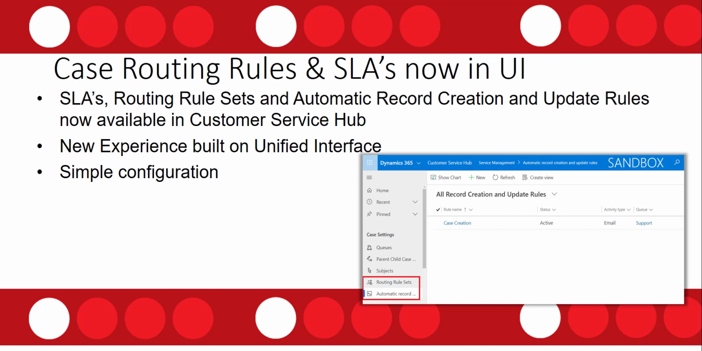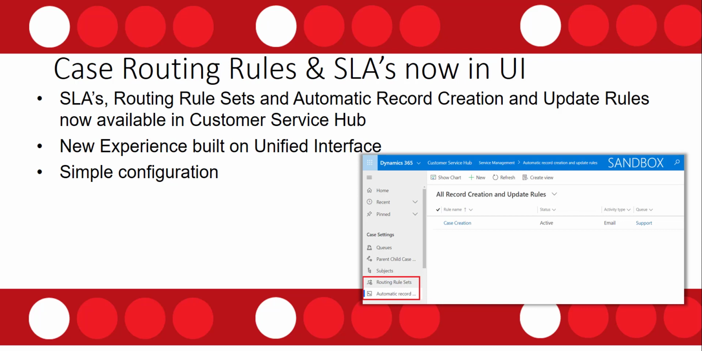Now, if you navigate to the Service Management area in the Customer Service Hub, you'll see that routing rules and automatic record creation and update rules are now accessible through the unified interface. So you can find them under the case settings section. SLAs have also been enabled for the unified interface, and they can be found under the service terms section, also obviously in the Customer Service Hub.